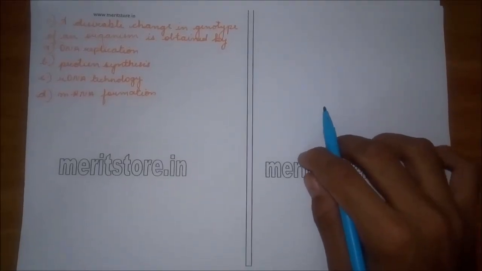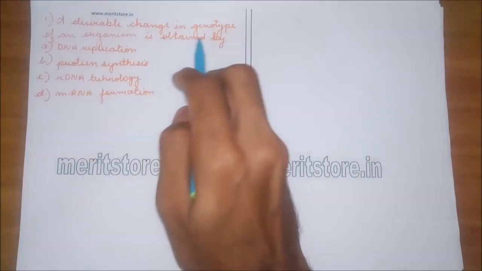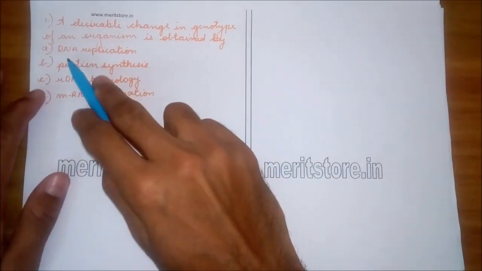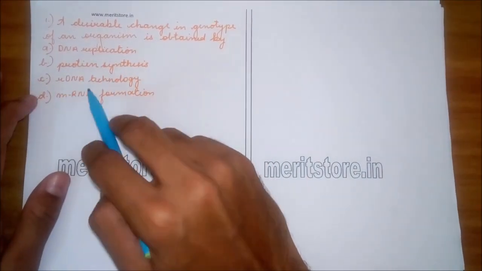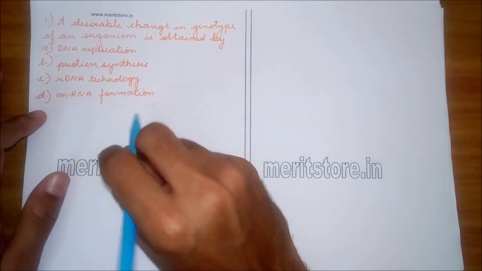Question number 1. A desirable change in genotype of an organism is obtained by A. DNA replication, B. Protein synthesis, C. rDNA technology, D. mRNA formation.